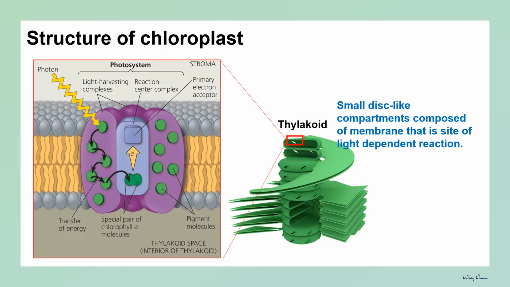So a group of thylakoids stack on each other to form a granum. Each thylakoid is a membranous structure with a space within it, which we call the thylakoid space. At the membrane of the thylakoid, there is a group of protein complexes. They form the photosystem, which is important in the light-dependent reaction.